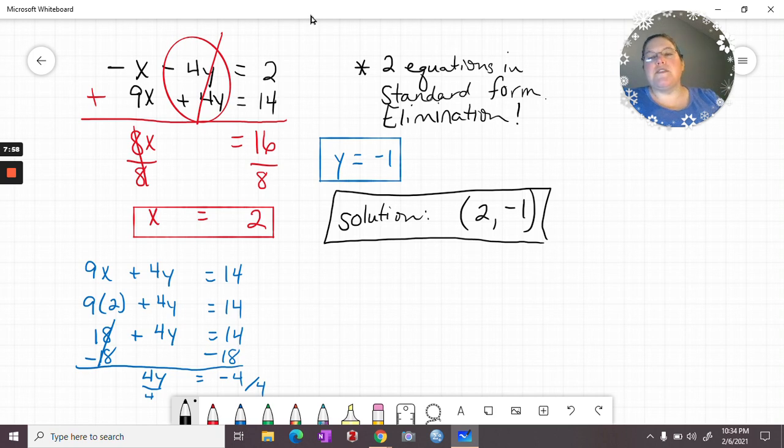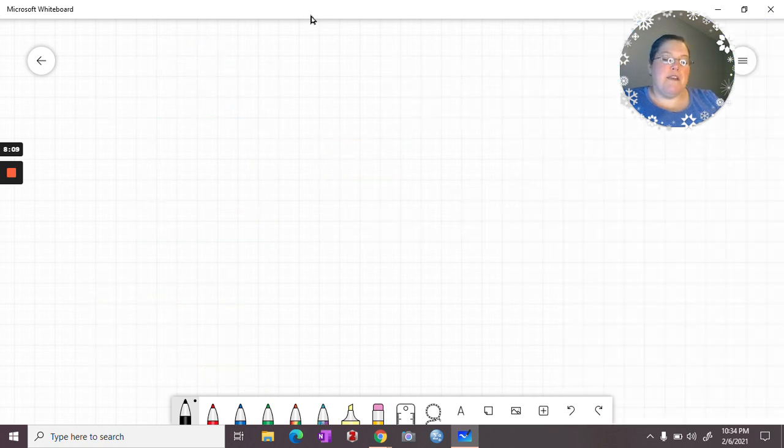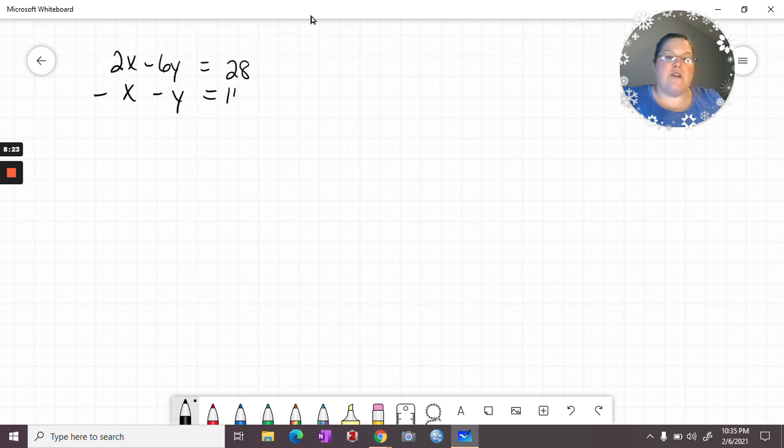Well, what happens if something doesn't line up and eliminate right away, but it's still set up in that standard form process? Well, let's take a look. Okay? So I am going to look at 2x minus 6y equals 28, and negative x minus y equals 14. So here, if I add these together, 2x minus x is 1x, and negative 6y minus y is negative 7y. I'm still left with two variables.